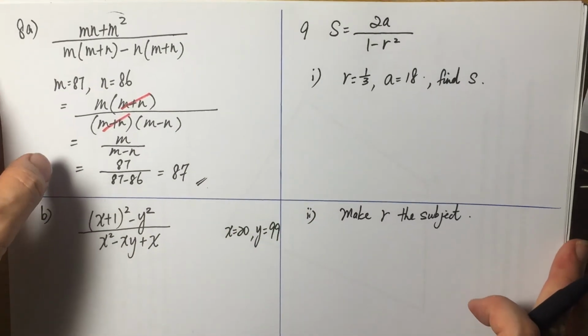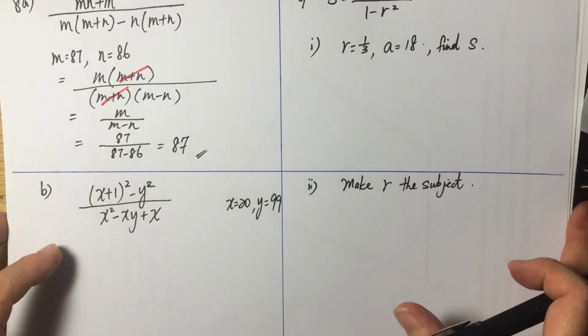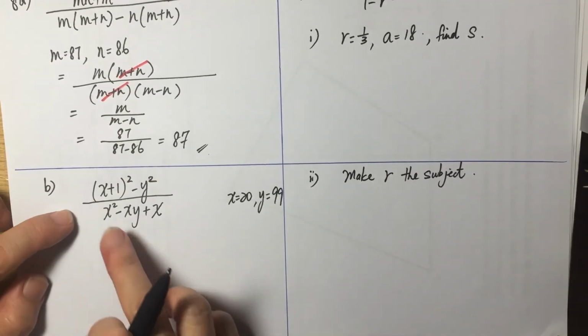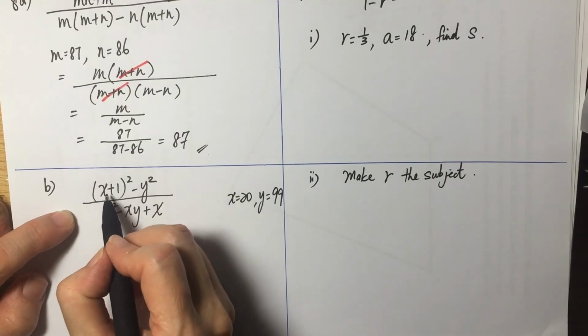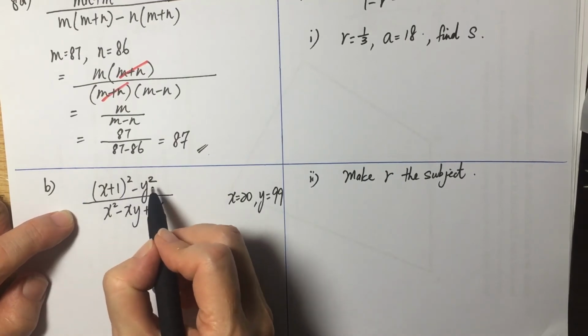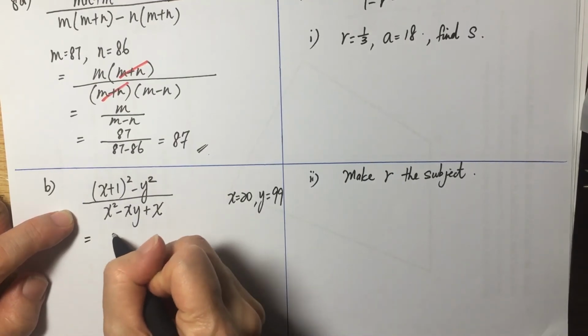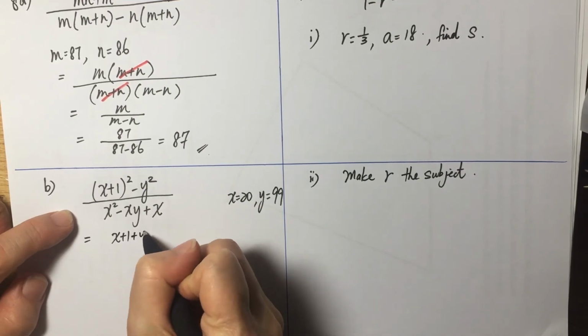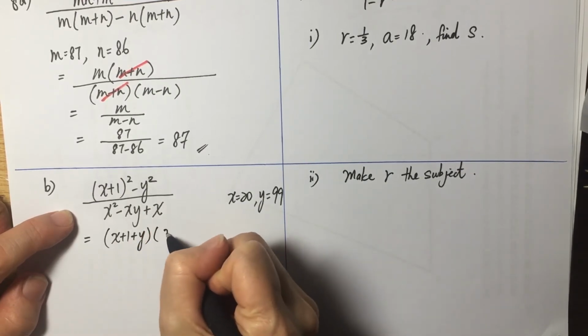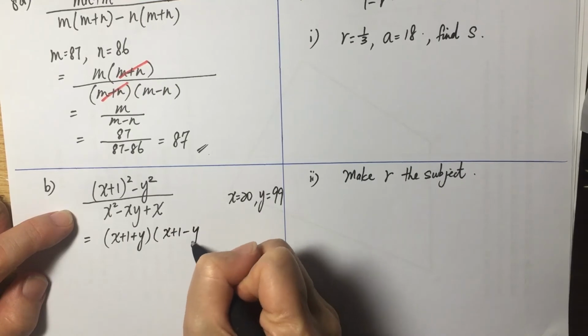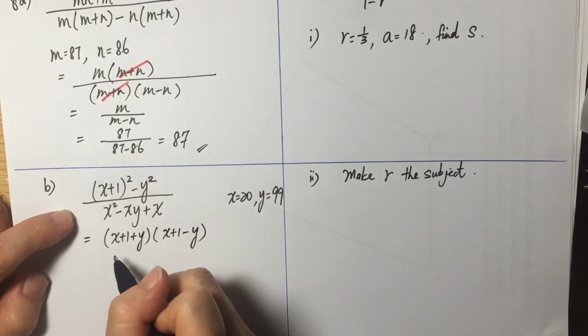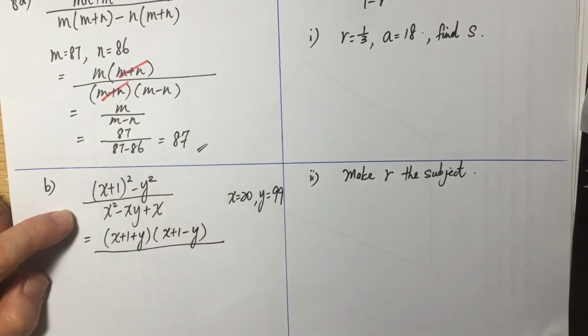So the next question is also the same. We will try to simplify first before we do substitution. Can you see this is a squared minus b squared? I will put it to be a plus b times a minus b. So that's how I factorize the numerator.